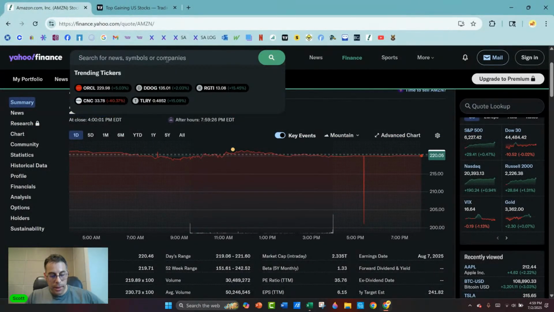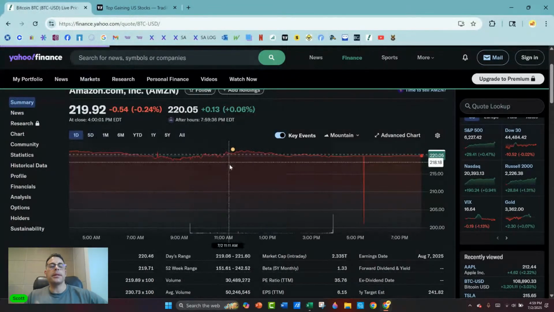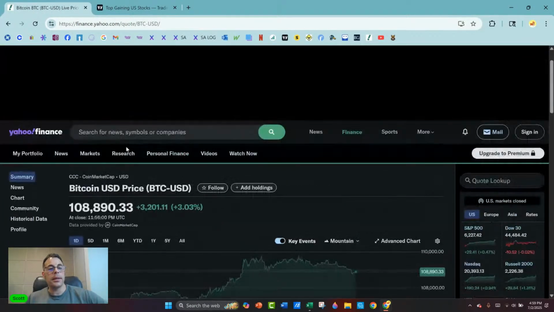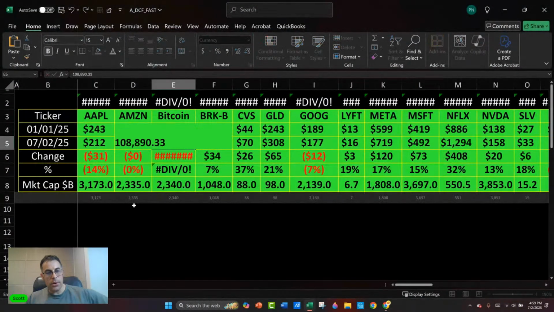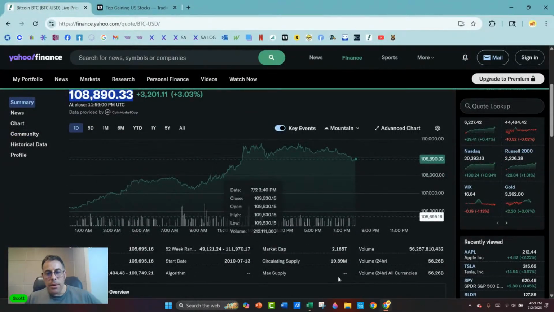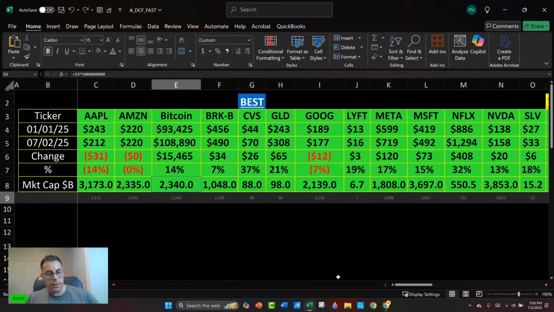Bitcoin, that went up a lot today. So did MSTR. MSTR is a company that buys Bitcoin, but buys it using leverage. So they issue convertible debt and then buy Bitcoin with that convertible debt. Market cap, 2165. Doing that.